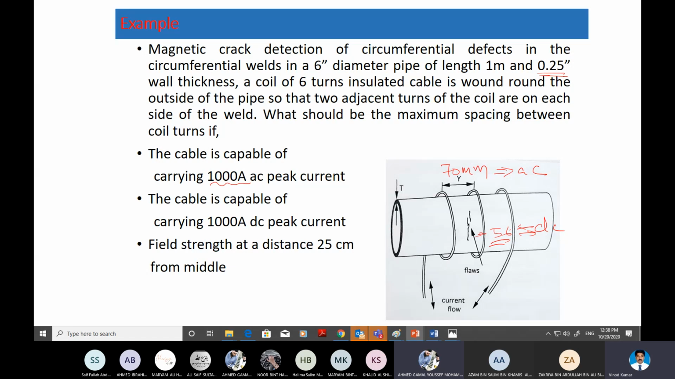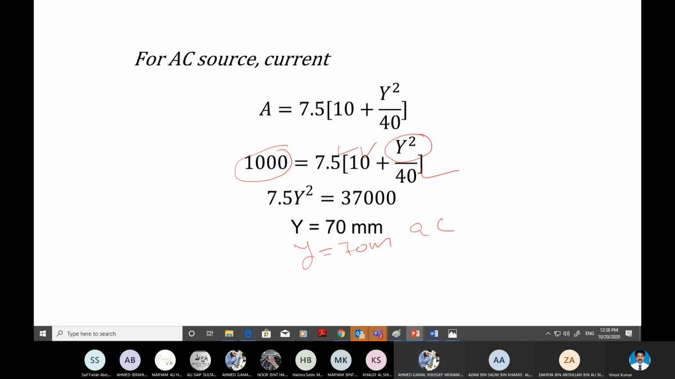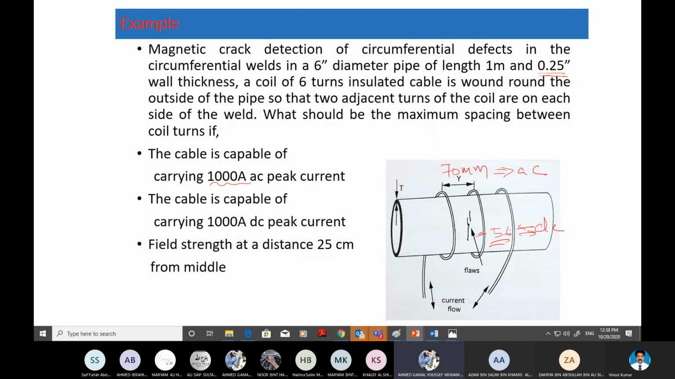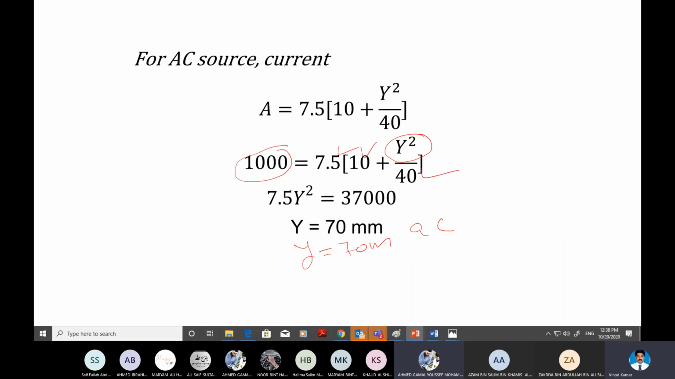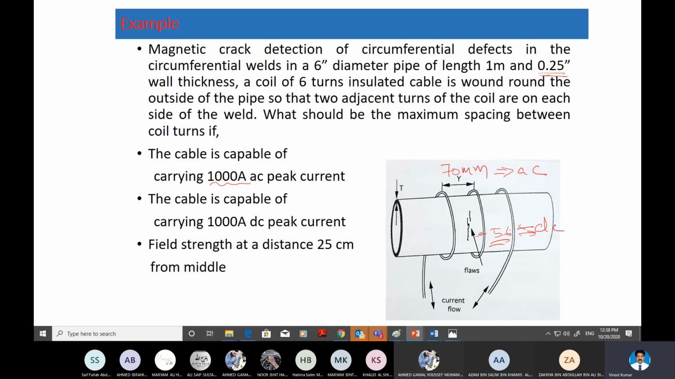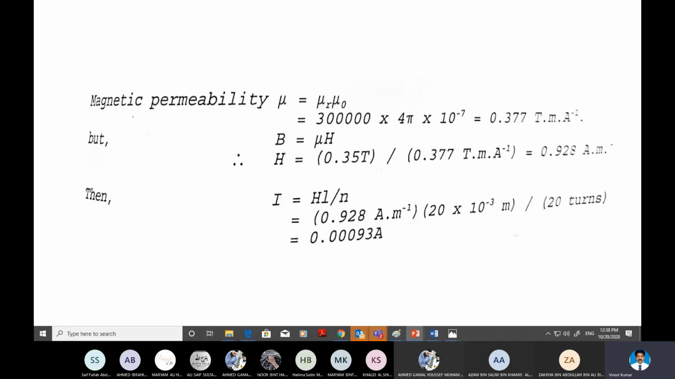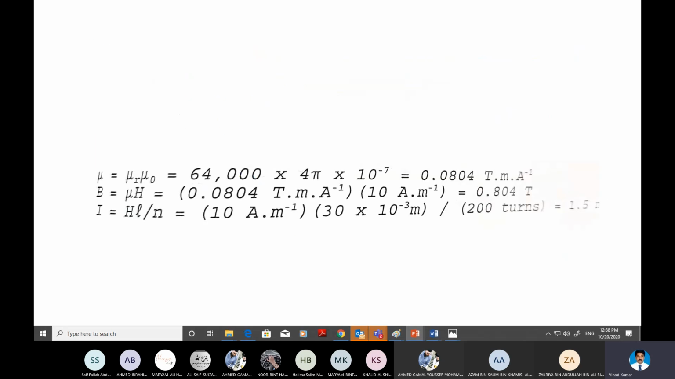Excuse me, doctor, if we calculate 4, the thickness is 0.25. If we multiply 4 by 0.25, it will be 1, not 25. 1 inch, right? For DC. Yes, you need to convert it into centimeters. If you convert it into centimeters, this equation has to be... that is what I was about to explain to you.